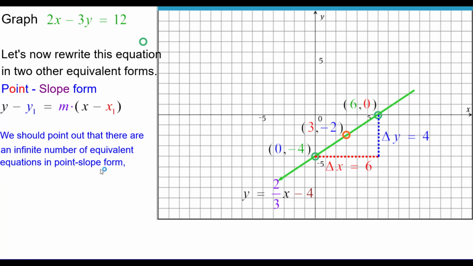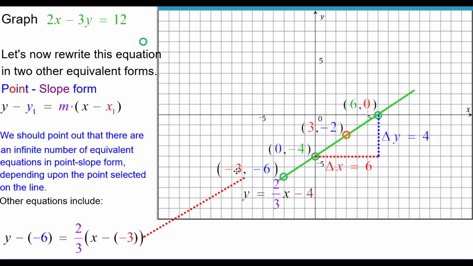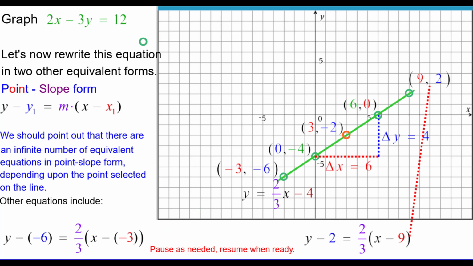We should point out that there are an infinite number of equivalent equations in point-slope form, and the reason for that, there's an infinite number of points along the line. So it depends upon the point selected for what equation we get. Other equations include, using the point -3, -6, you could have this one here. Or if you use a point 9, 2, you would get this one here. And again, there are several others if you extend the line out infinitely. Pause as needed. Resume when you're ready.